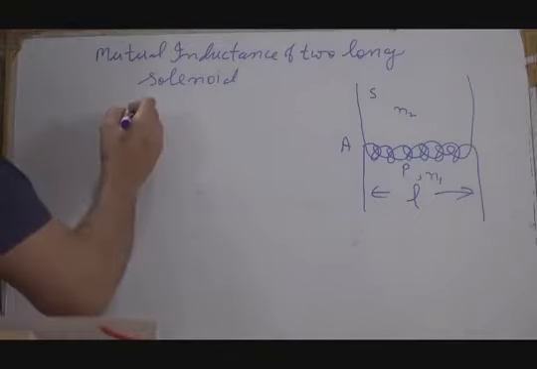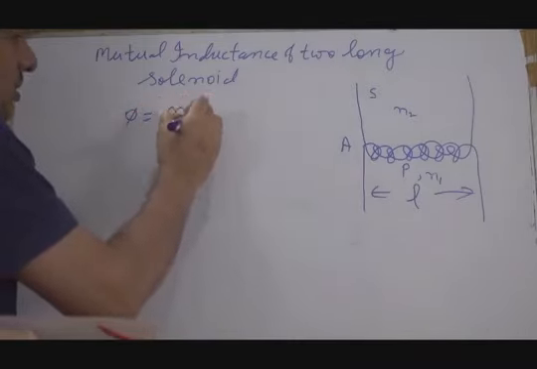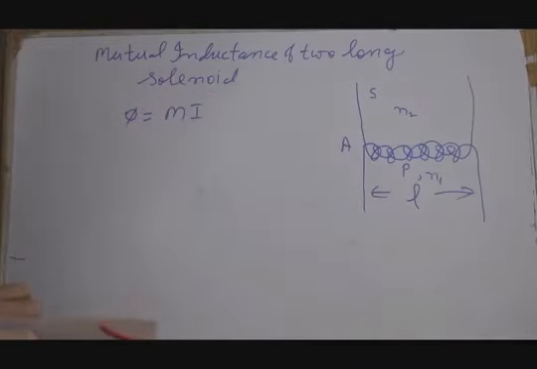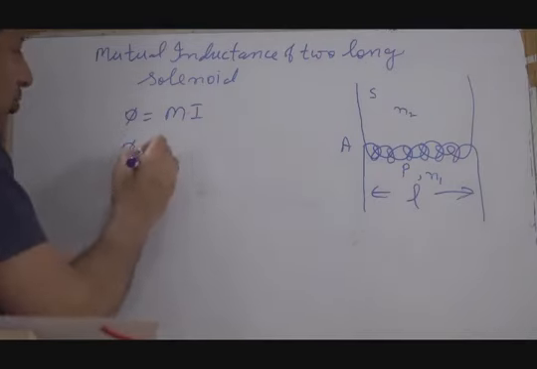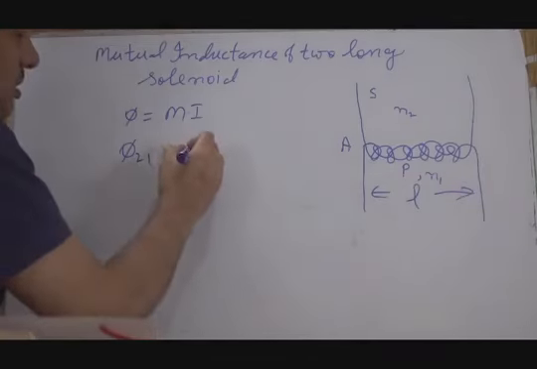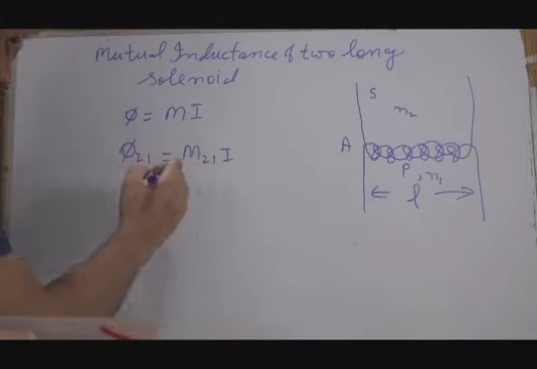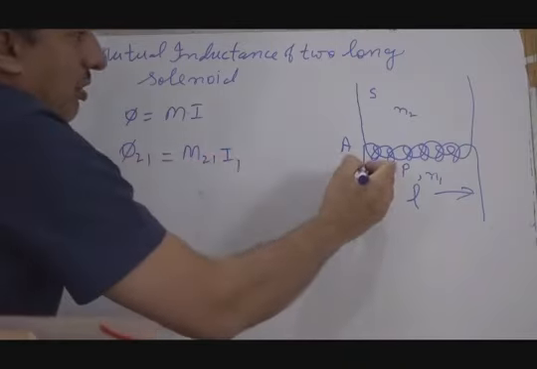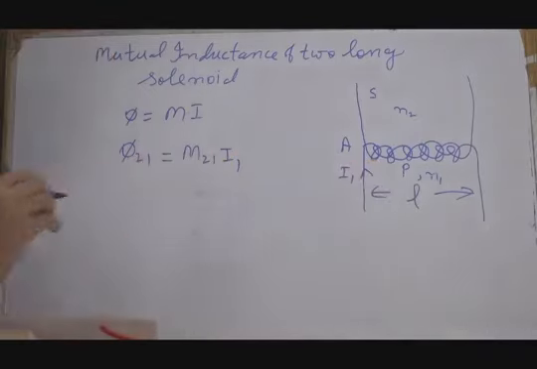Now we know that flux will be equal to Mi. So flux in 2 due to 1 will be M21 into I1. Suppose I1 current is flowing through this. M21 is the mutual inductance of 2 with respect to 1.